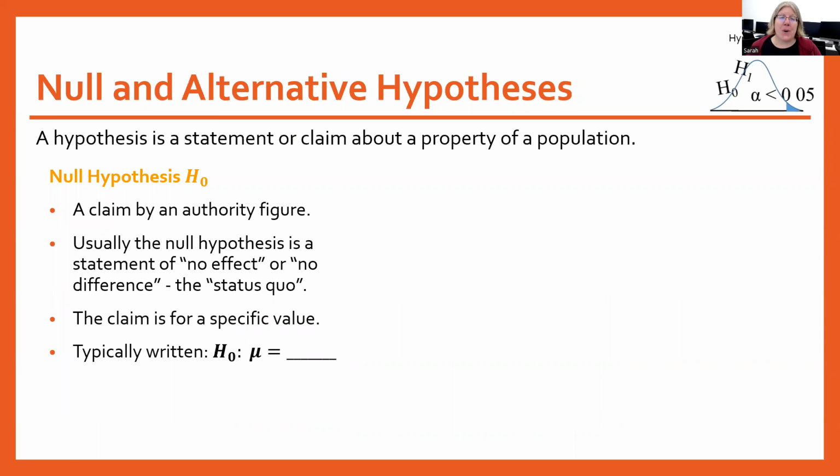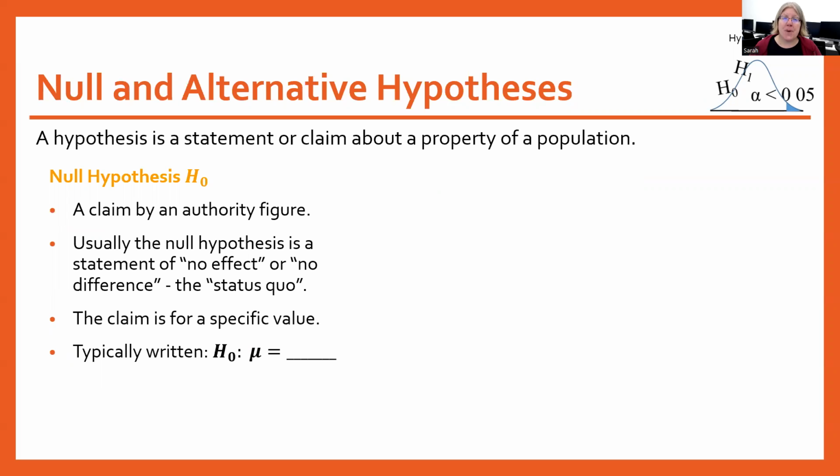That first one, the null hypothesis, we use a symbol with H with a little subscript of an O or a 0. This is a claim by an authority figure. Usually the null hypothesis is a statement of no effect or no difference, kind of like the status quo. And the claim is always for a specific value. So you're going to say the population mean is this number. So it's typically written as you see on the screen. H with that 0 is the symbol saying this is the null hypothesis.